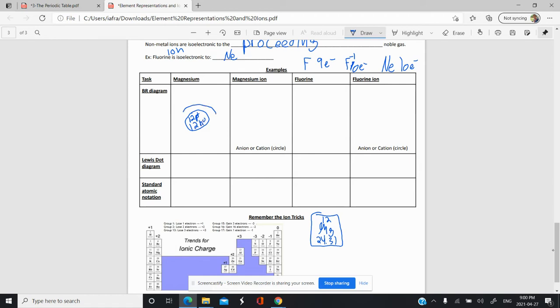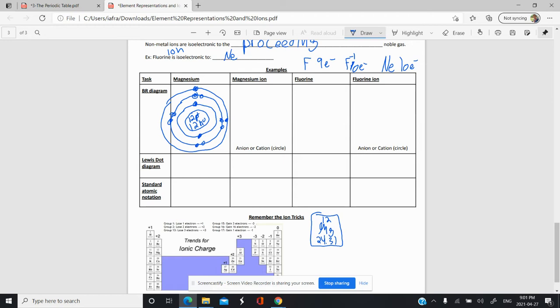Since we're drawing the neutral element, we're going to have 12 electrons, so 2 on the first shell, and 8 on the second. And then lastly, on the valence shell, 2. Now, magnesium is a metal. It has 2 valence electrons. Is it easier to lose those 2 to have the full shell below, or easier to gain 6? Well, it's easier to lose 2.